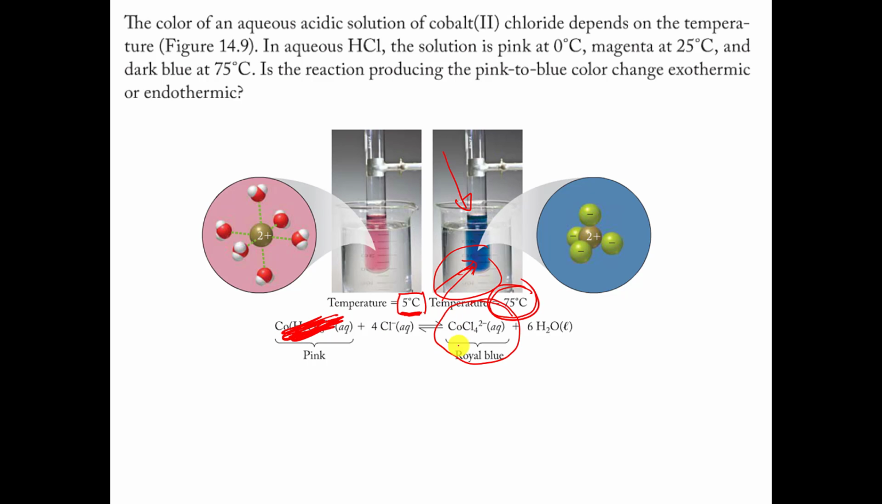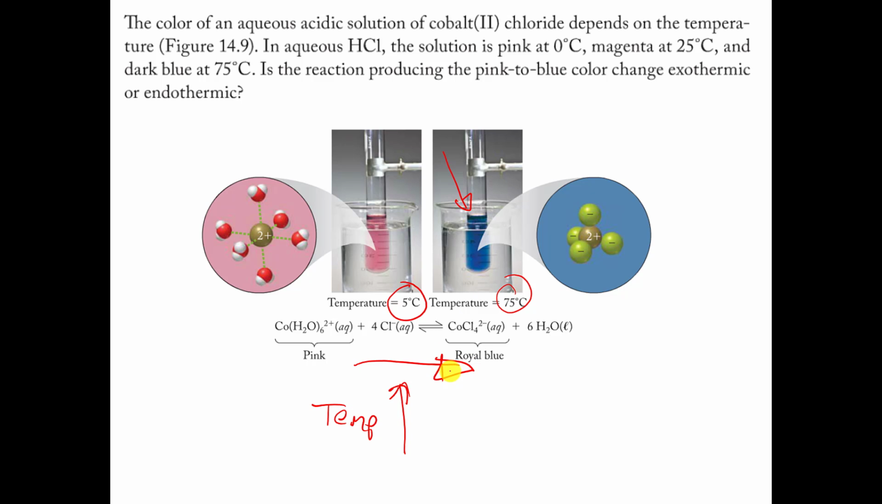The pink stuff, not so much. And the reaction gets shifted over to the right side, to the blue side. So now what does this have to do with Le Chatelier's principle and endothermic and exothermic? What this means, if we make the temperature go up, right, we're making the temperature go from 5 to 75. If we make the temperature go up and the reaction gets pushed this way, what that means is heat must be on the left side of the equation.